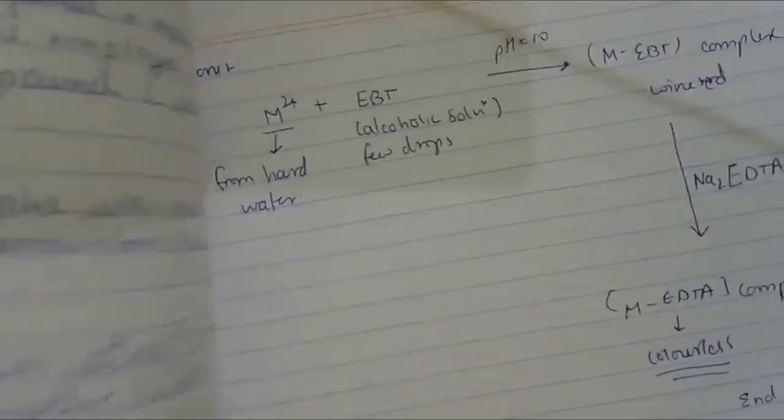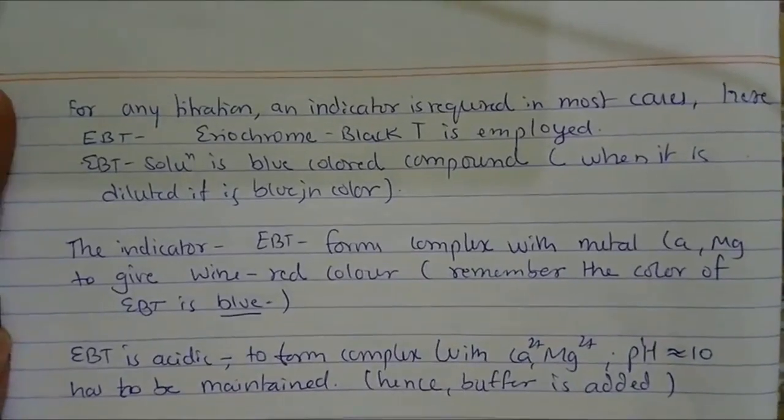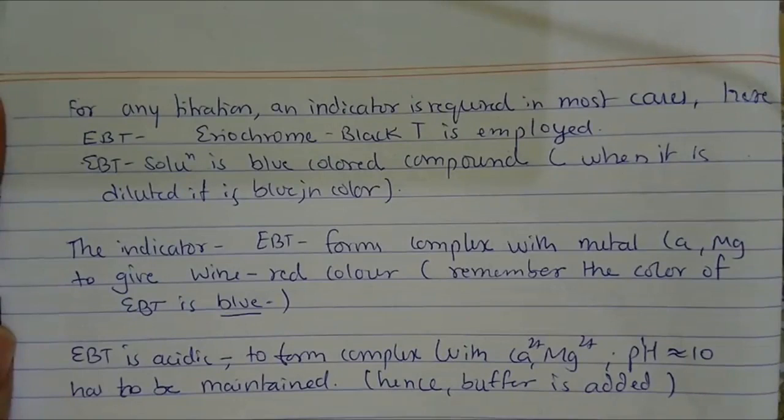Now we'll move on to the titration. Actually it is a kind of titration we do. For any titration we know we require some indicator, and in this case, the most used indicator for EDTA titration is Eriochrome Black T. It's a compound which contains an acidic group, and it is a very dark blue color compound, but in diluted form it forms a blue color solution. Now this indicator at the end point gives blue color.